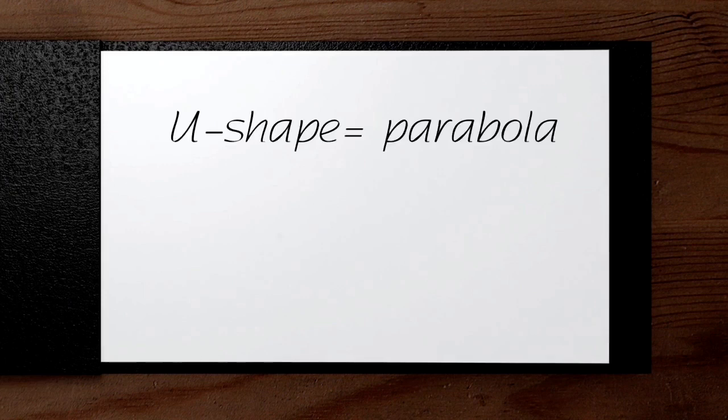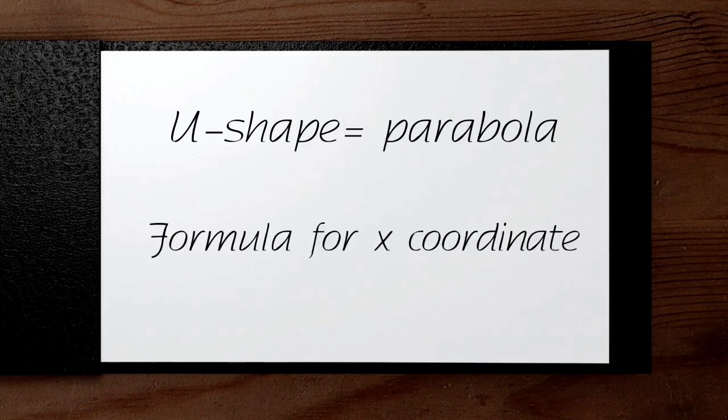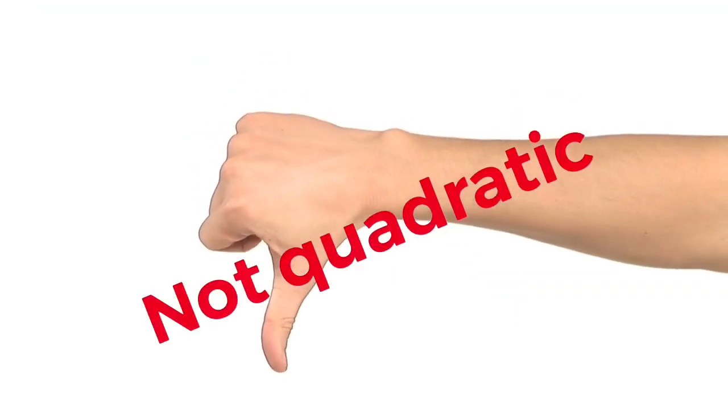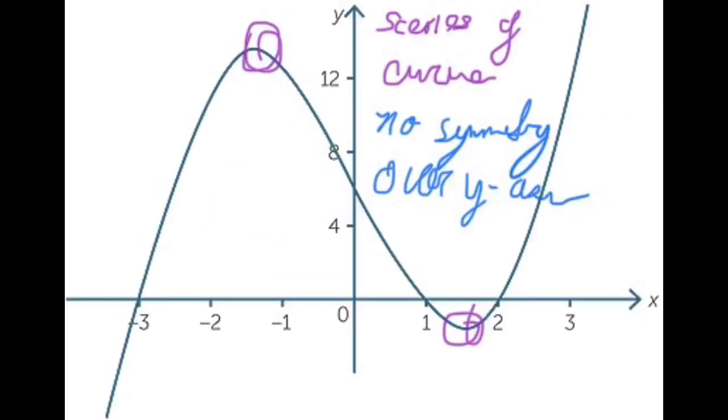This symmetry, or U-shape, makes sense mathematically because a U-shaped curve, also known as a parabola, allows the vertex and the axis of symmetry to be accounted for by using the formula for the x-coordinate of the vertex. Without the U-shaped graph, there can't be an axis of symmetry without breaking the quadratic rules that make a function quadratic.